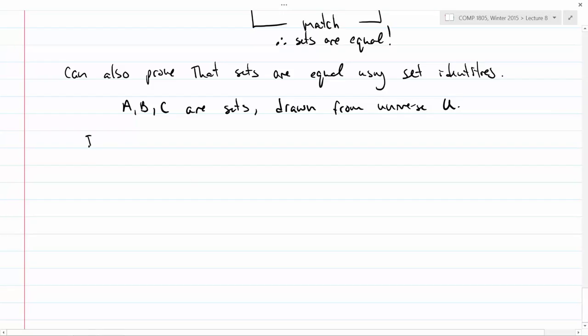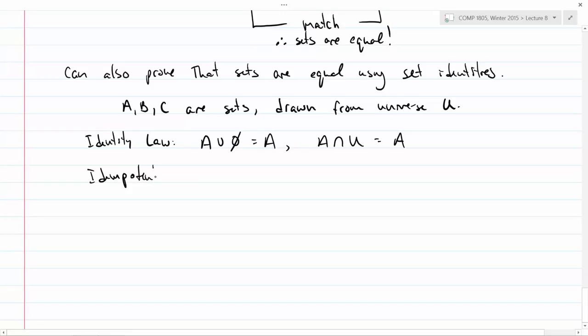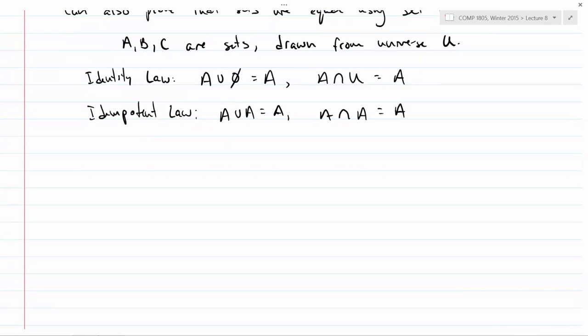So, we have the identity law. That says that if you take any set and union it with the empty set, you get back the original set. And similarly, if you take any set and intersect it with the universe, you get back the original set. We have our idempotent law, and that is that A union A is A, and A intersect A is A. Neither of those should be too surprising.